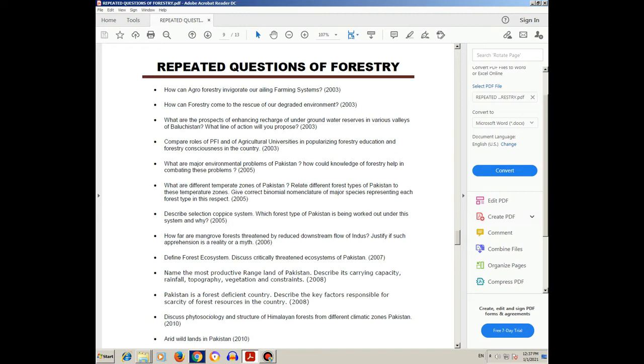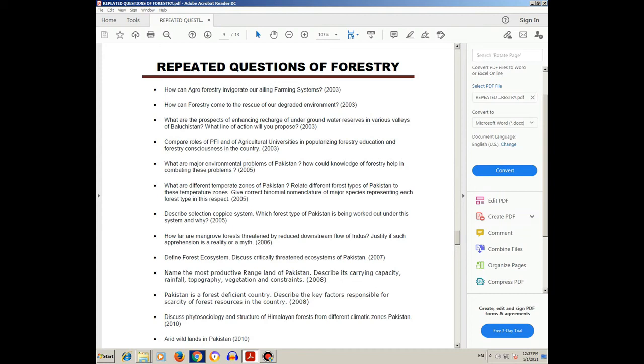2003 Compare the roles of PFI and of agricultural universities in popularizing forestry education and forestry consciousness in the country. 2003 What are major environmental problems of Pakistan? How could knowledge of forestry help in combating these problems?